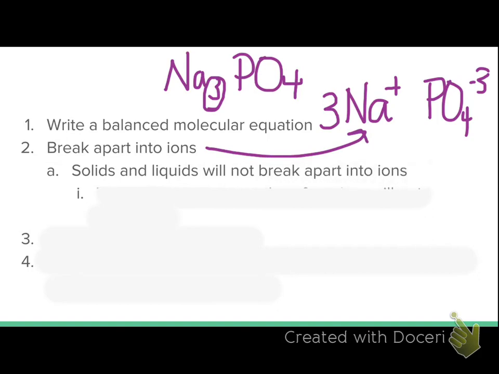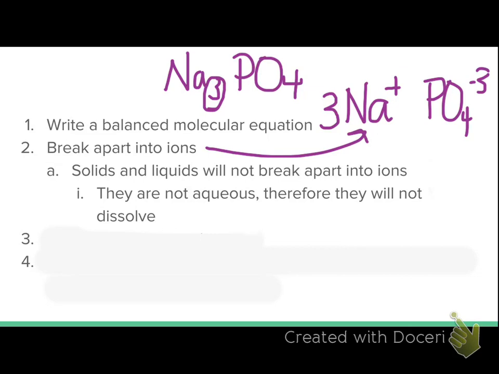Now, solids and liquids are not going to break apart into ions because they are not aqueous, therefore they are not going to dissolve. So anything that would come out as insoluble, you're just going to leave it as it is.